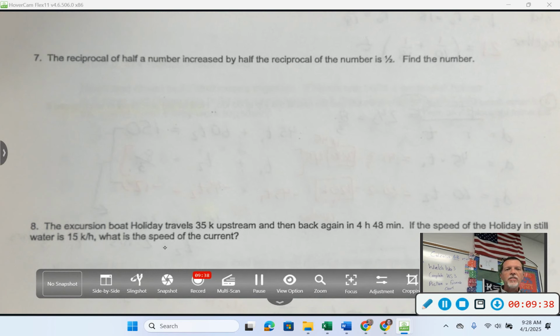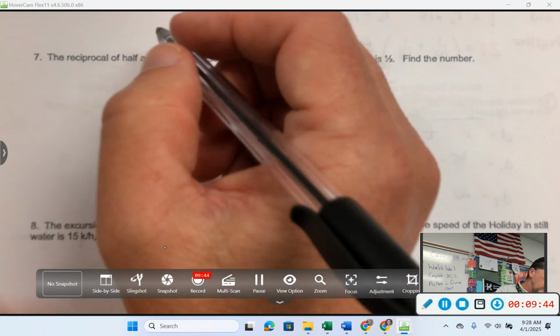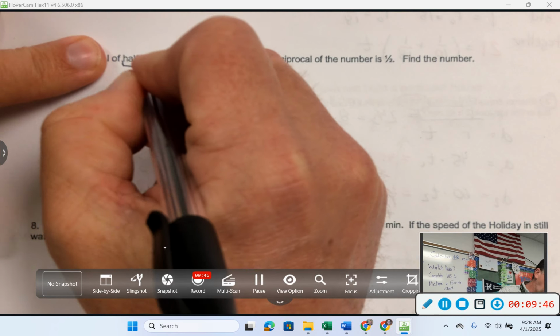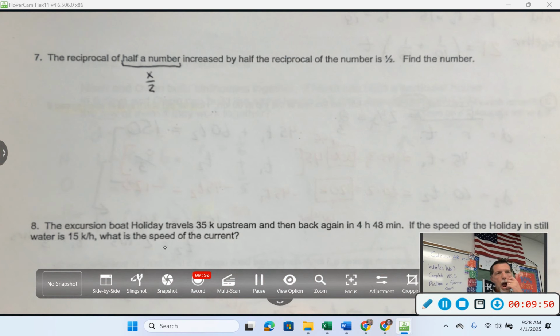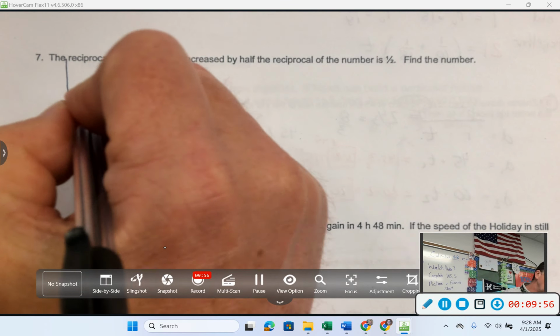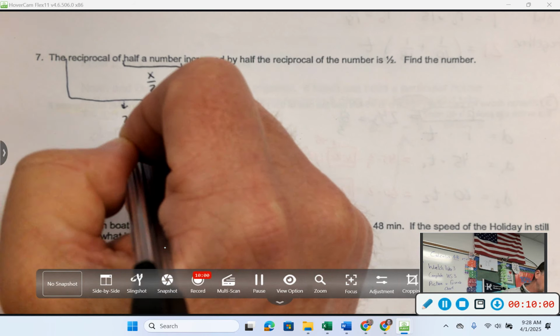Let's try number 7. Because the reciprocal of half a number. Okay, well let's go one step at a time here. Half a number would be x over 2. Work from the inside out here. Half a number is x over 2. So what's the reciprocal of that number? 2 over x.